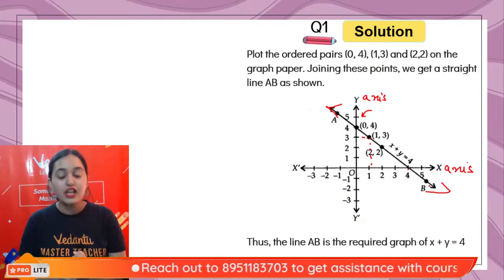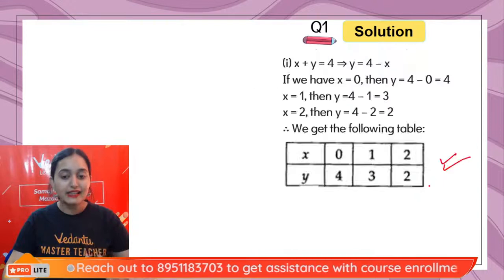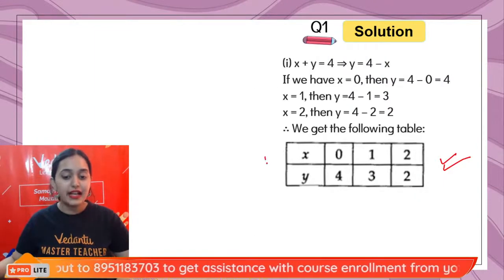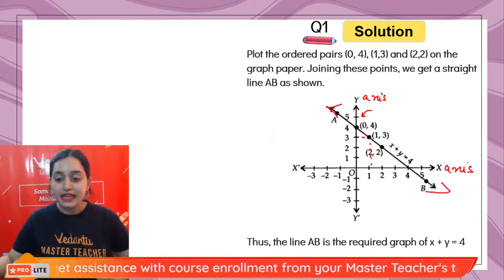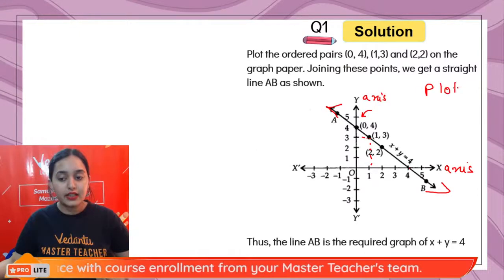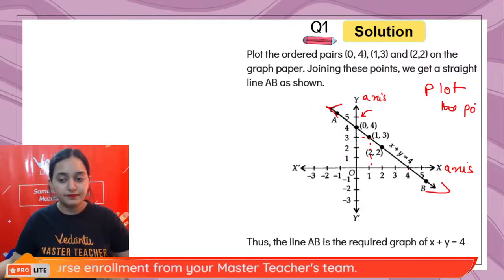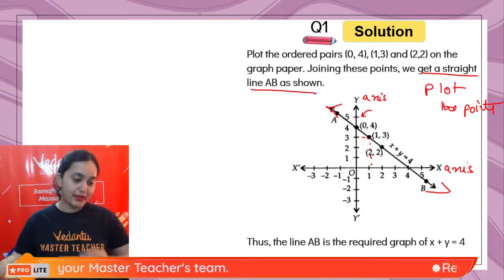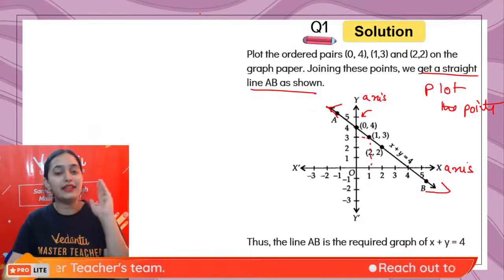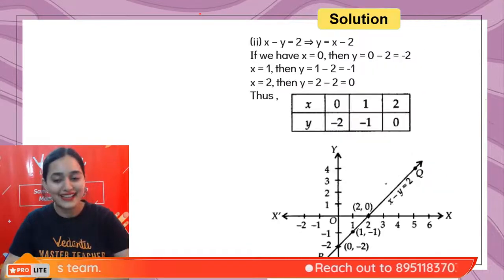Hi Sanjeev. So like this, it is very simple. First, you find out the coordinates of 3 or 4 points. Then you plot the points. And after that, get the straight line AB by joining them. And that is the graph of your line.